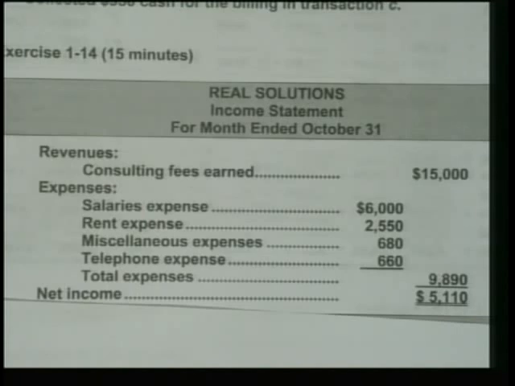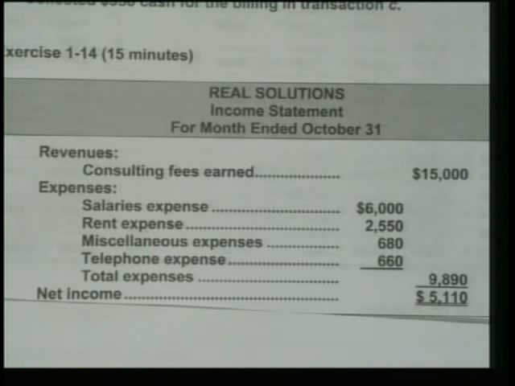Now, they have their revenues, and then they have their expenses. Common question is, well, what if my expenses are in a different order? That's completely fine. They obviously did this from largest expense down to the smallest expense, which is a common way you'll see an income statement. But you can list those however you want.